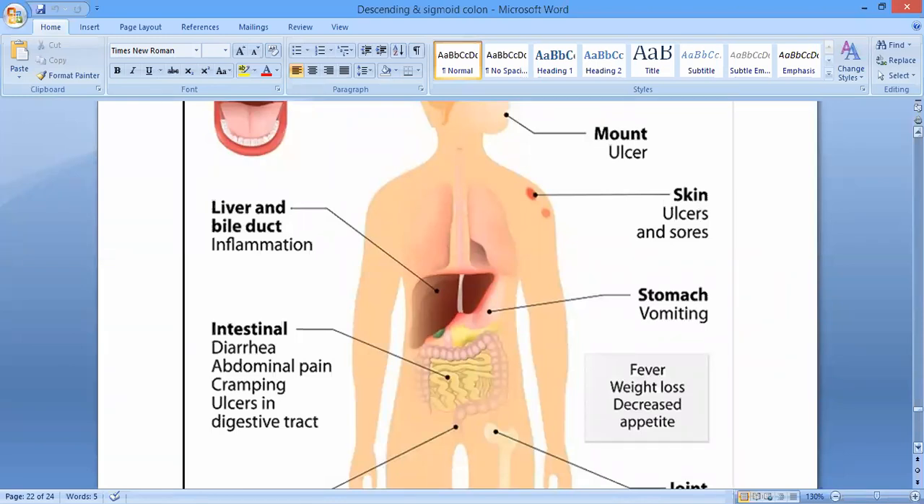The cause is not known. It's idiopathic, but it can again occur in patients with leukemias. It can be hereditary too, and most importantly, a malfunctioning immune system.